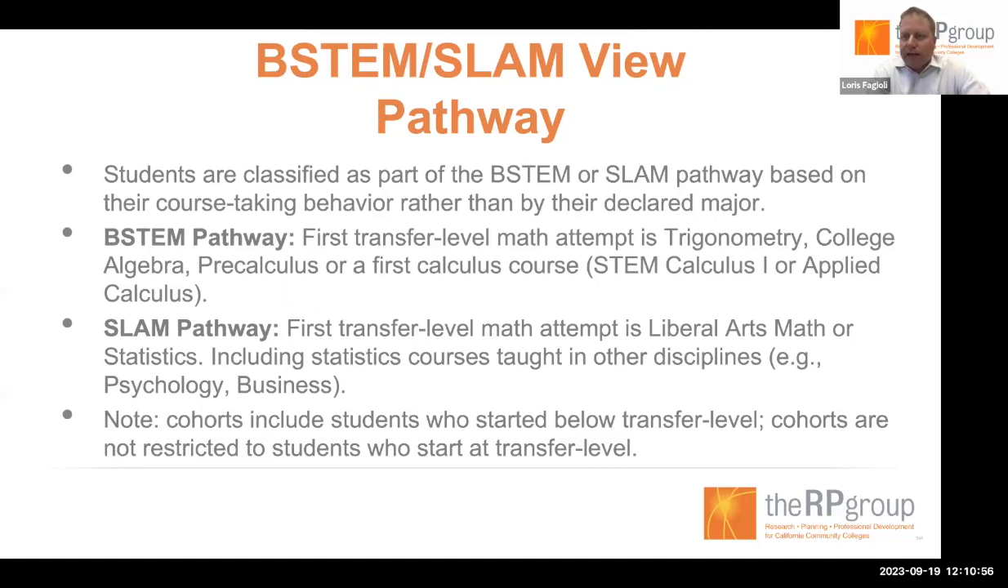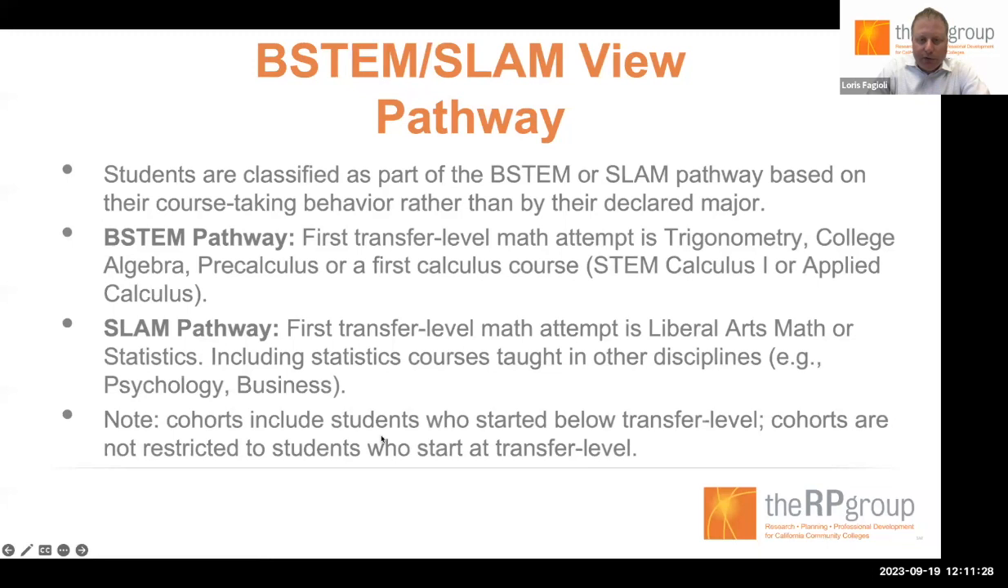It's actually most likely an underestimation of the true BSTEM or SLAM throughput because we're excluding anybody who did not make it to the transfer level. So the sample of the students, which is slightly different to the other two views, is any student. They can start at any point, 3 levels below, 2 levels below, but they have to have at least attempted one transfer level course. And as soon as a student attempts one transfer level course, we are able to assign them to either a BSTEM or a SLAM pathway.